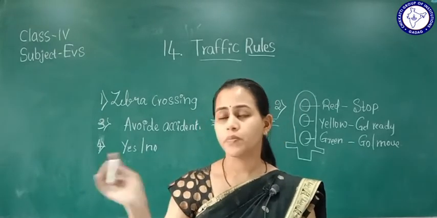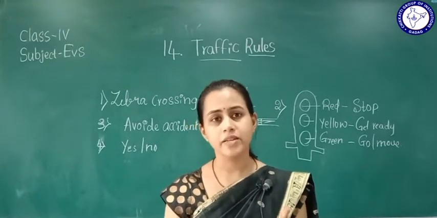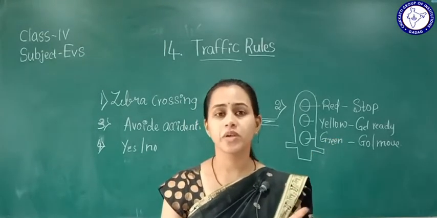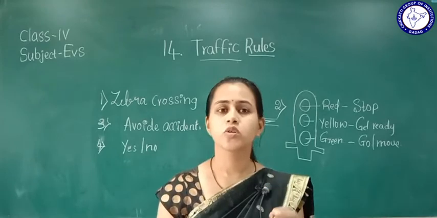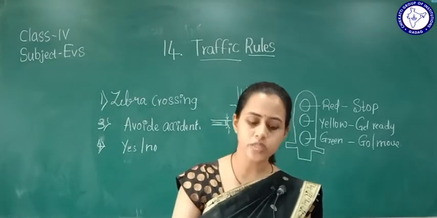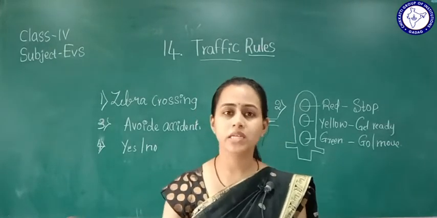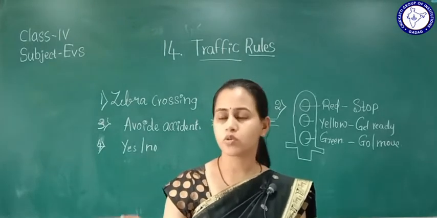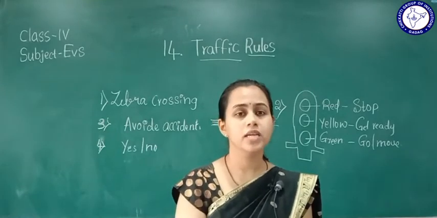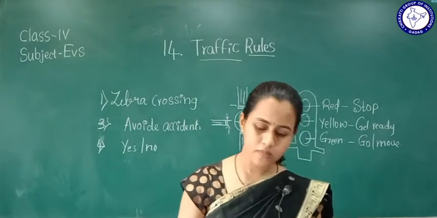You are so small, you should always be with your parents or guardians, right? If you don't listen, there is a chance of being hit by vehicles. So you should avoid running on the road. Always use sidewalks or footpaths. Where there are no vehicles on the footpath, there you can walk, right?